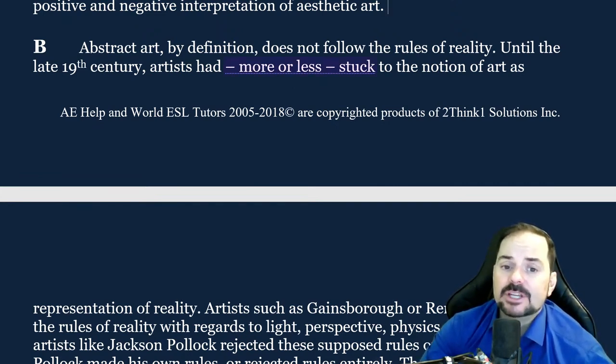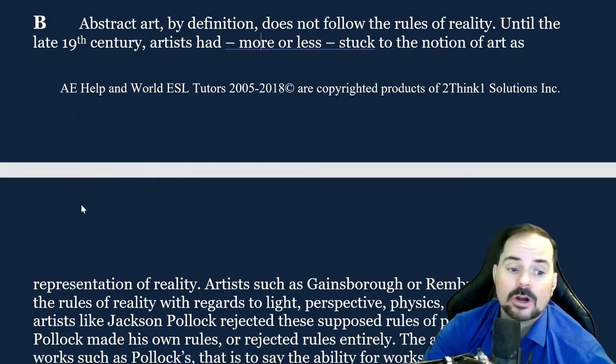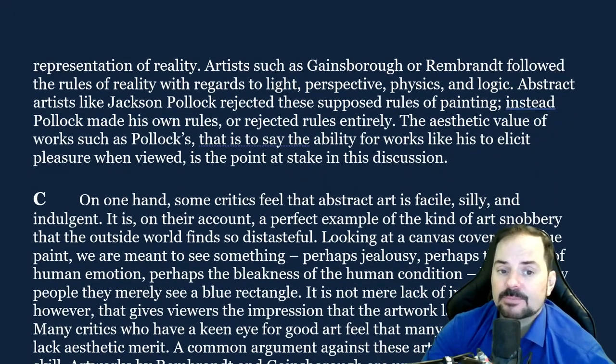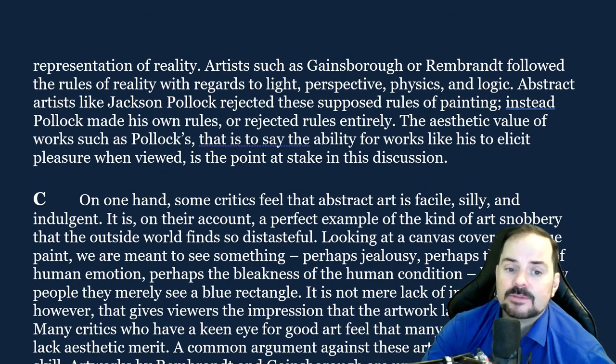Abstract art, by definition, does not follow the rules of reality. Until the late 19th century, artists had more or less stuck to the notion of art as representation of reality. Artists such as Gainsborough or Rembrandt followed the rules of reality with regards to light, perspective, physics, and logic. Abstract artists like Jackson Pollock rejected these supposed rules of painting. Instead, Pollock made his own rules, or rejected rules entirely. The aesthetic value of works such as Pollock's, that is to say, the ability for works like his to elicit pleasure when viewed, is the point at stake in this discussion.